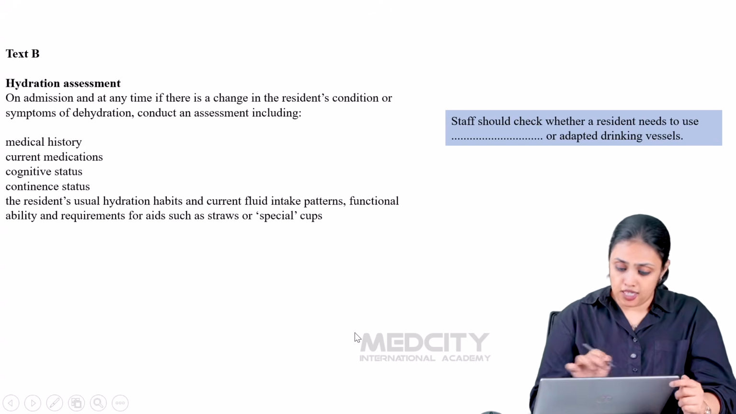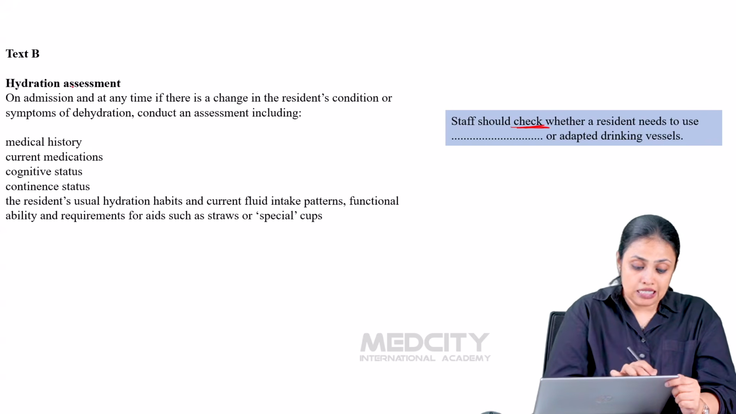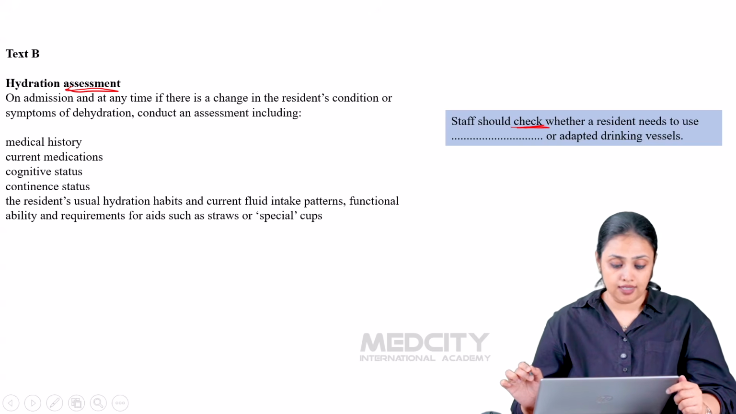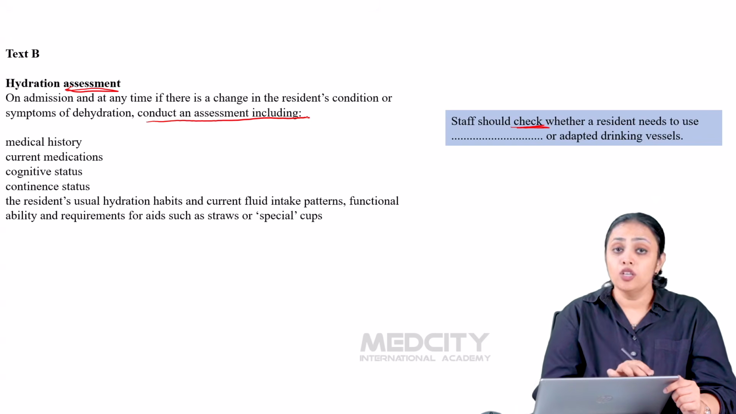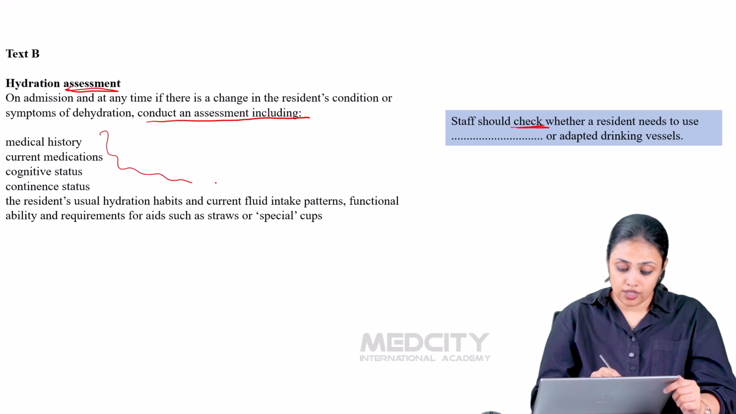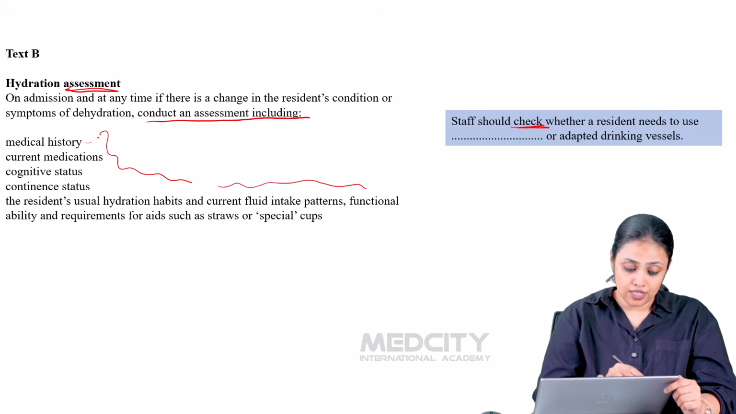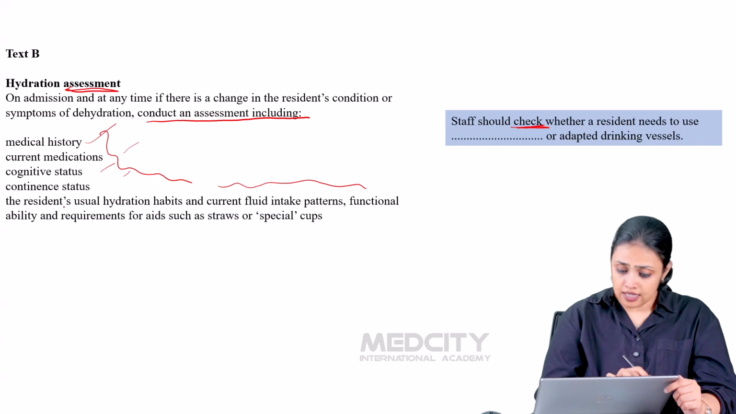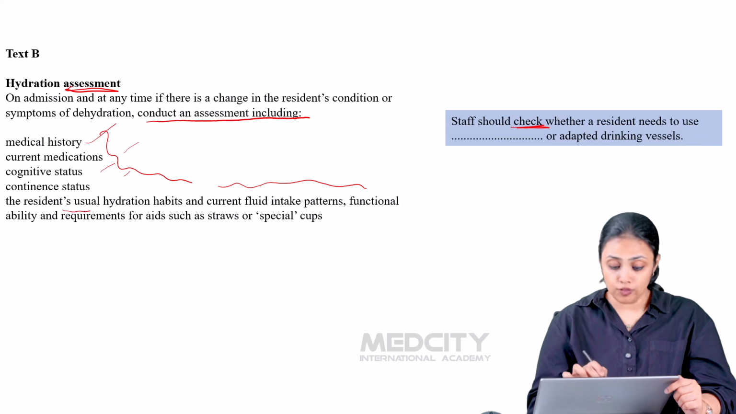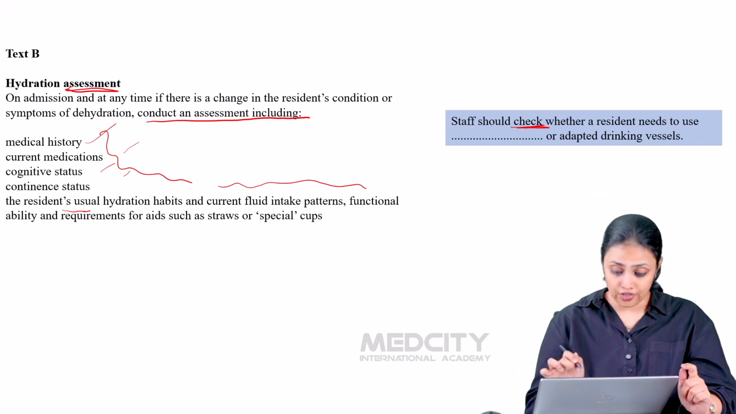In hydration assessment, so check definitely means assessment. What are the things that the staff should check? Here it is given, conduct an assessment including. So these are the things that the staff should assess for. Medical history should be assessed, current medications, cognitive status, continence status. Then the residents' usual hydration habits and current fluid intake patterns. That should be checked or assessed.